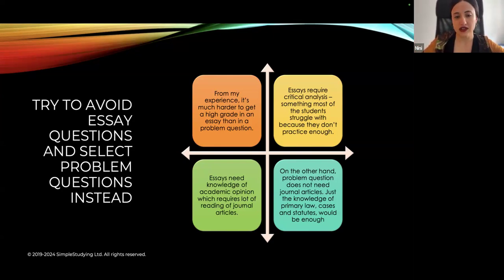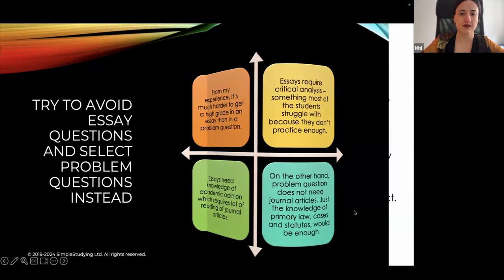Essays need knowledge of academic opinions, and yeah, we already covered this. Whereas problem questions, you don't need to mention journal articles in problem questions. You can just talk about cases and statutes that are relevant and that apply to the facts of the case. So just primary law knowledge would be enough for a problem question.